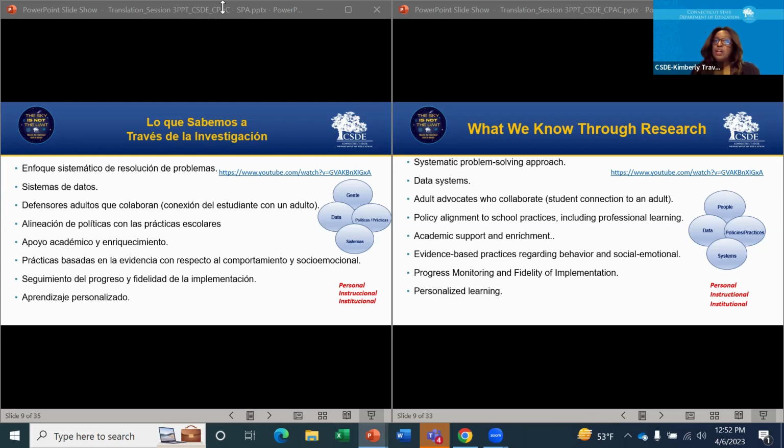Evidence-based practices regarding behavior and social emotional learning. There are tons of evidence-based practices out there. There are some research-based practices and promising practices as well. So we're not saying you can't use them, but really take a look at the evidence-based practices because they have been vetted, number one, but they're reliable and they're valid and they work for a particular school population. And that's why that's really important.